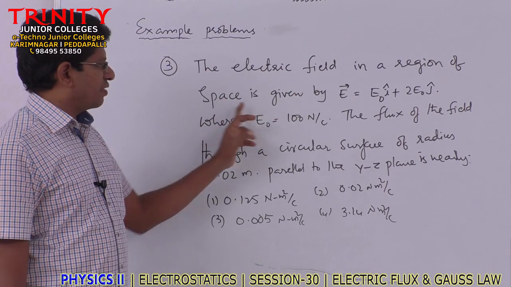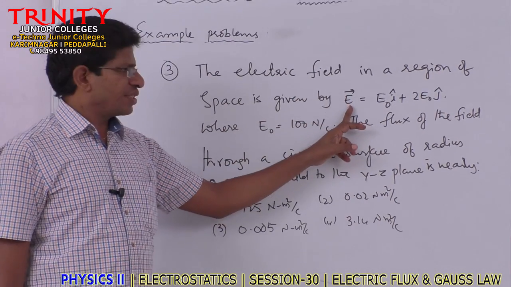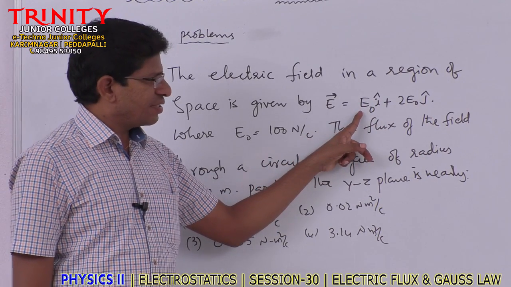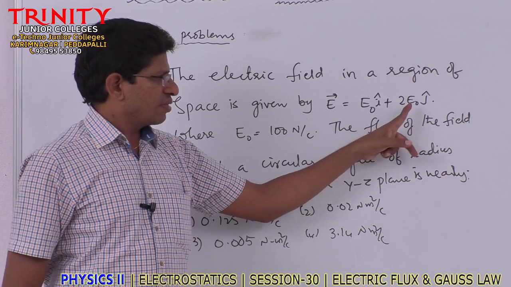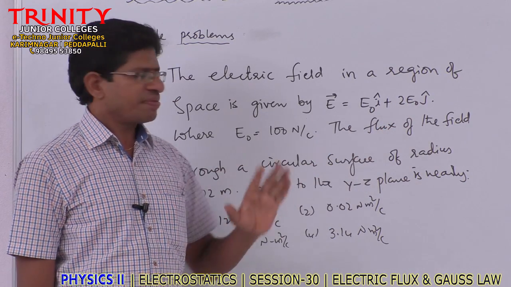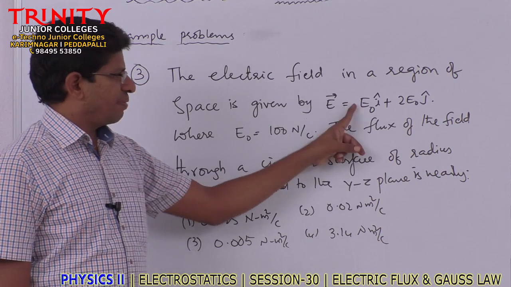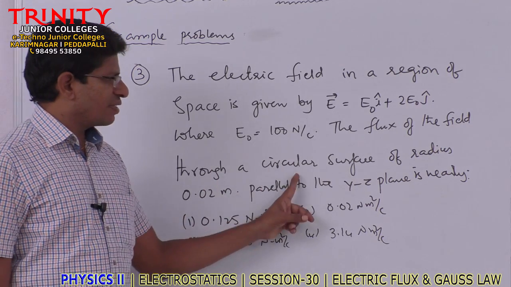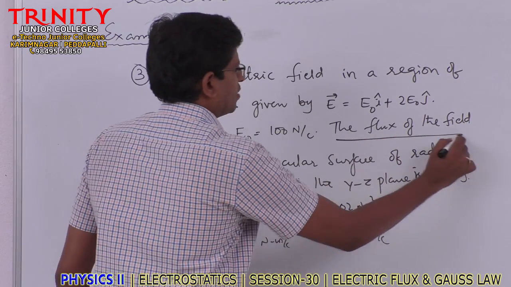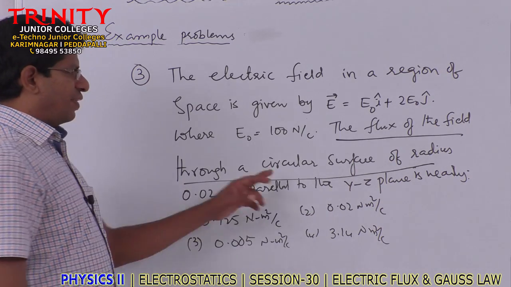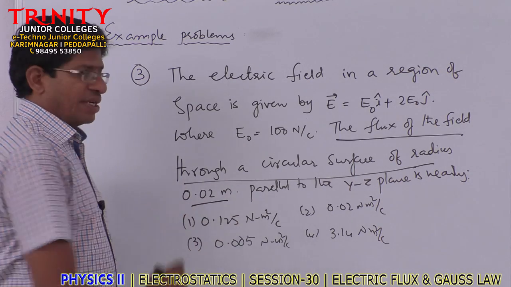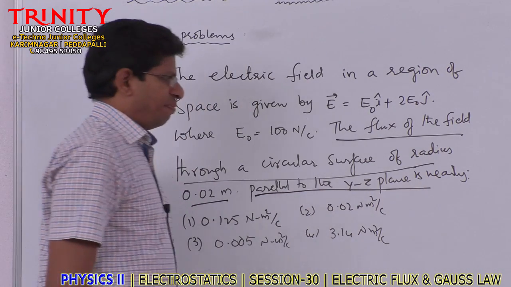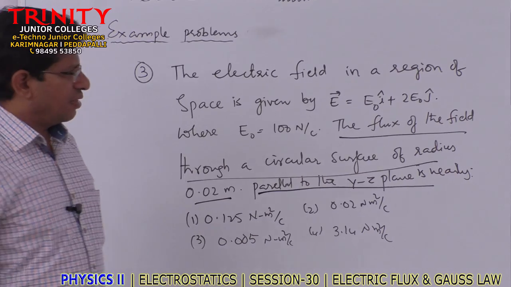The electric field in a region of space is given in vector notation as E naught i plus 2 E naught j. That means along the x direction the magnitude is E naught, and along the y direction the magnitude is 2 E naught, where the E naught value is given as 100 newton per coulomb. The question is: the flux of the electric field through a circular surface of radius 0.02 meters, where the circle is parallel to the yz plane. That is important here.